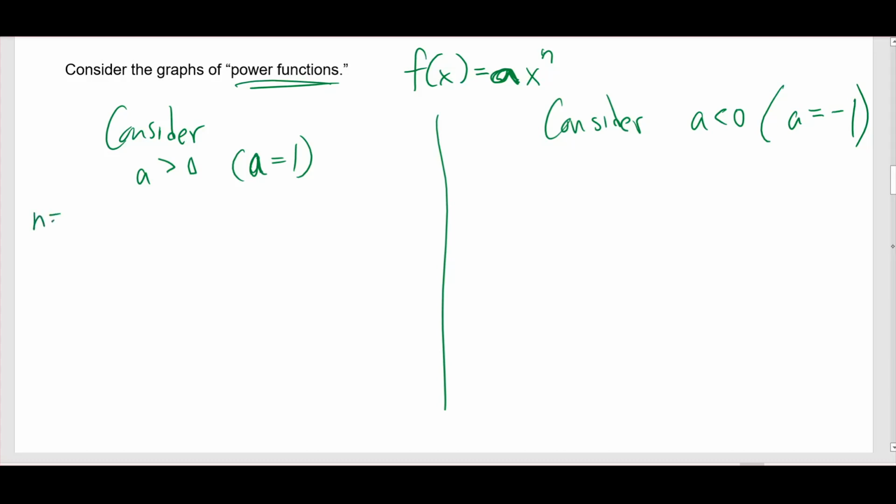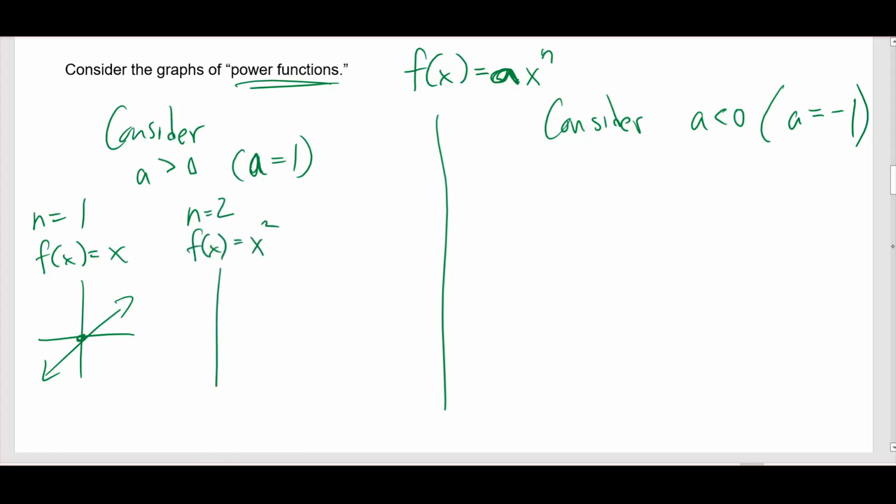So let's say n is 1. Well, that's going to be f of x equal, if a is 1 and n is 1, just x. And we immediately know what that looks like, right? It's that identity function. Pretend it goes through the origin. Cool. Now if I have n equal 2, and we're going to use the same coefficient, 1, I've got x squared. We're intimately familiar with what this looks like, right? We can draw the picture there.